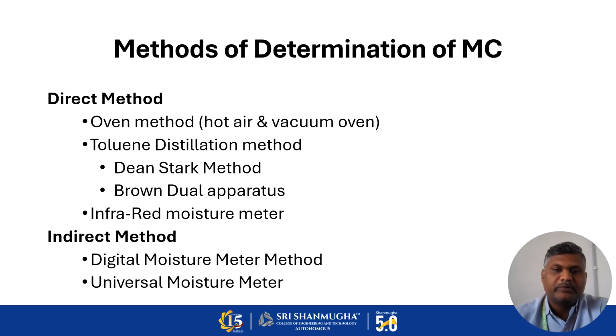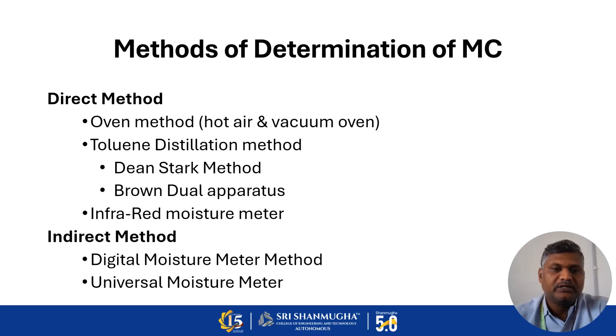And we can determine the moisture content by two methods: one is the direct method and another one is the indirect method. In the direct method, there is no physical change, but in the indirect method, there is a conversion of physical change to electrical change. In the indirect method, the water activity is converted into electrical properties, such as conductance, capacitance, or resistance.